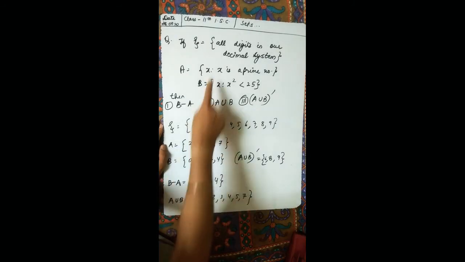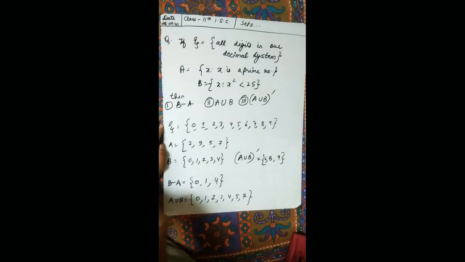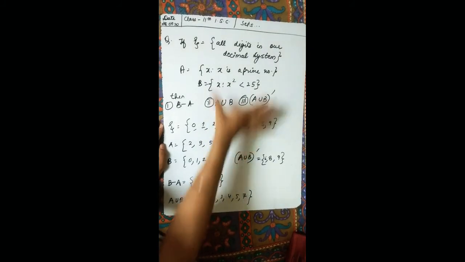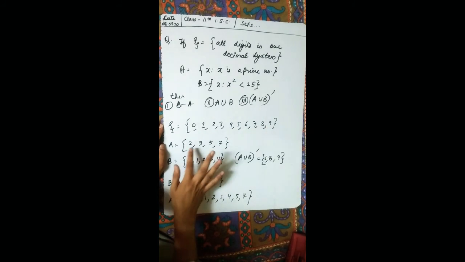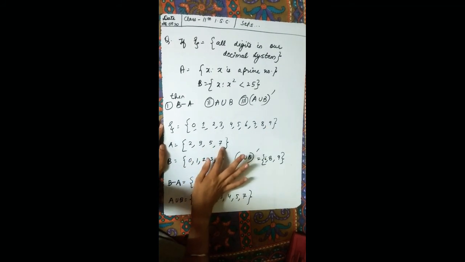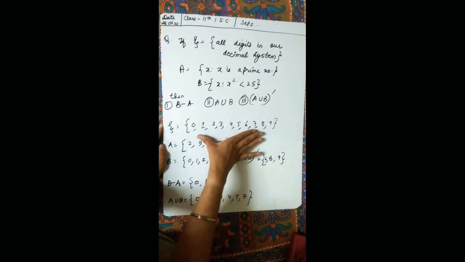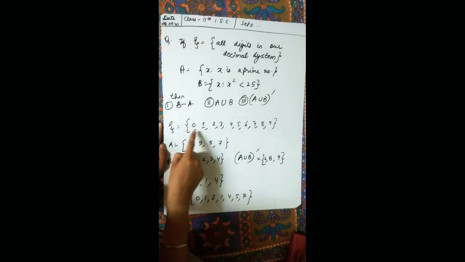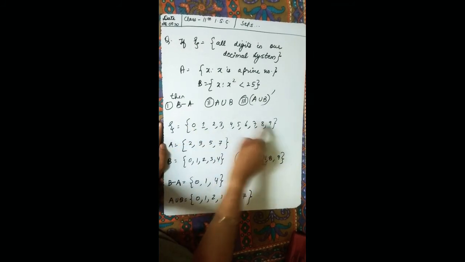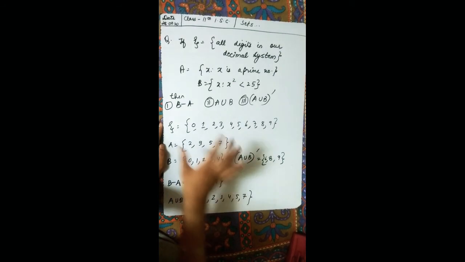A, x such that x is a prime number. So the prime numbers, we have to see, because our universal set is from 0 to 9 only. So we will take 2, 3, 5 and up to 7 only. Okay, we won't go up to infinity. Why? Because we have to be restricted with our universal set. Our universal set is only arranged from 0 to 9. So in between 0 to 9, how many prime numbers are there? 2, 3, 5, 7. So we have written.